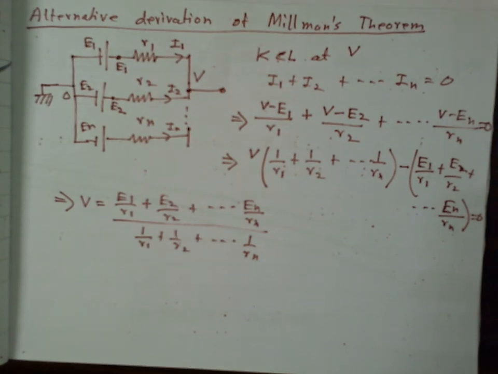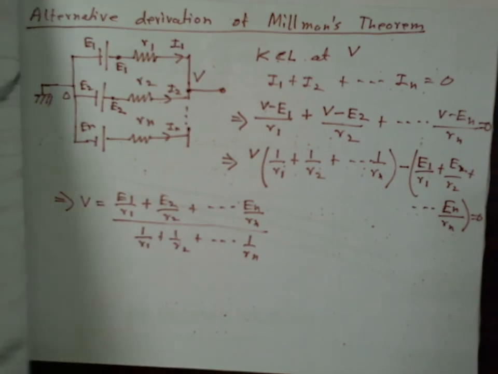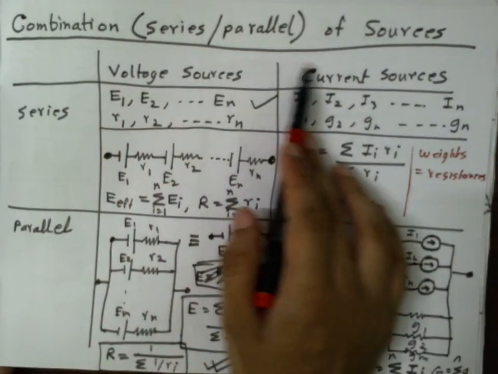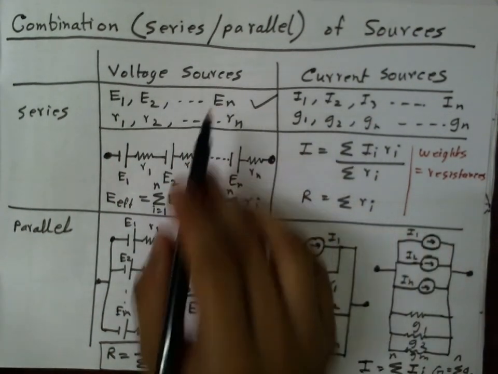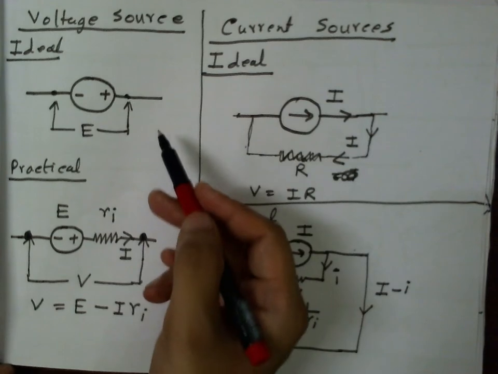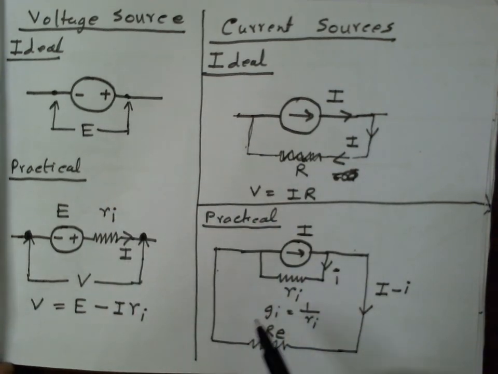Similarly, in the case of the series combination of current sources, you can have an alternative derivation without converting them into voltage sources. So let me summarize what we have done. We have discussed the series and parallel combination of sources, current sources or voltage sources. We have briefly recapitulated the behavior of an ideal and practical voltage source, and of an ideal or practical current source.